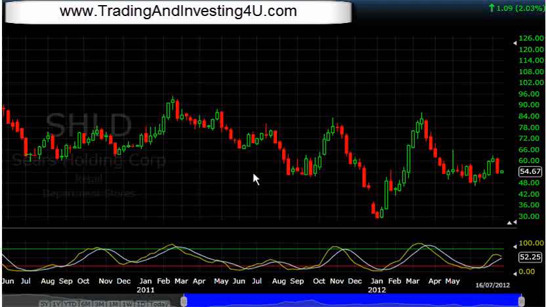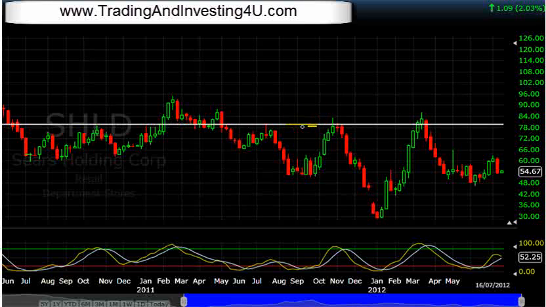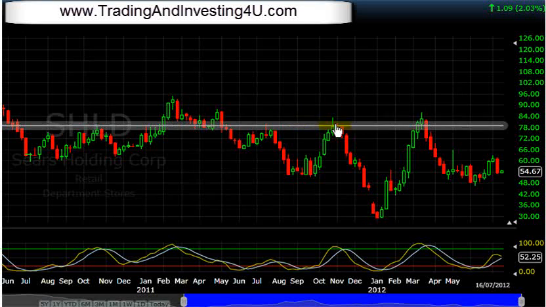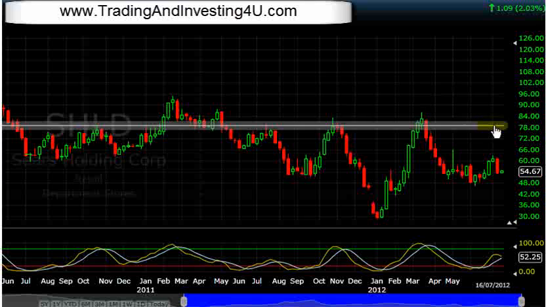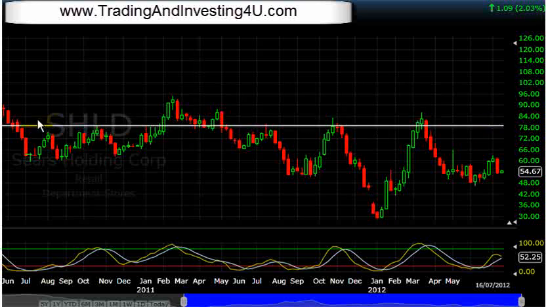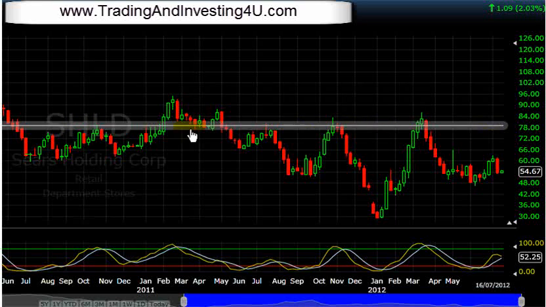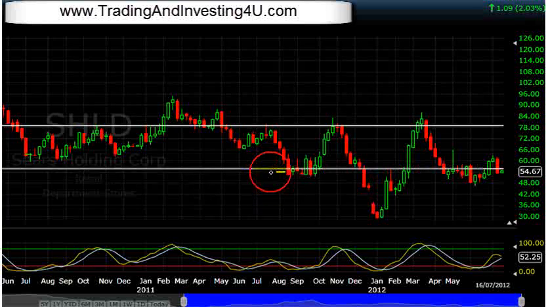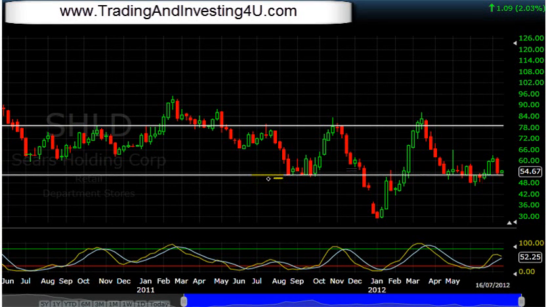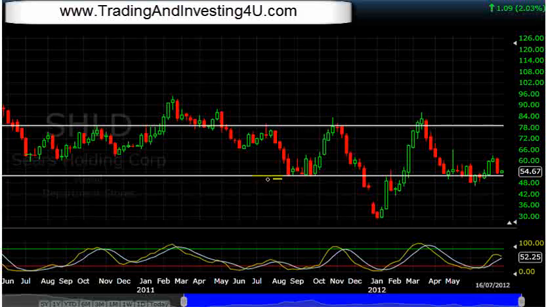Right now we're looking at the SHLD weekly chart, and we can see a few things straight away. Firstly, there's some sort of major support and resistance around the 78 level, all the way across through there. You can see it's a major support level through there, and around this level through here we also have a major support level.